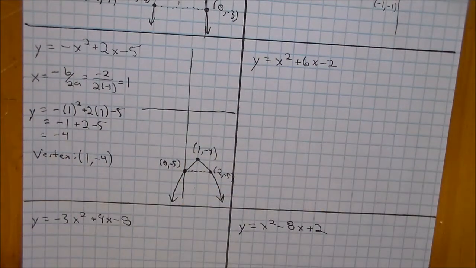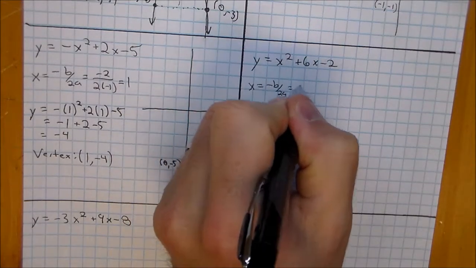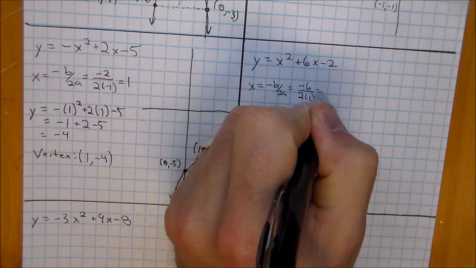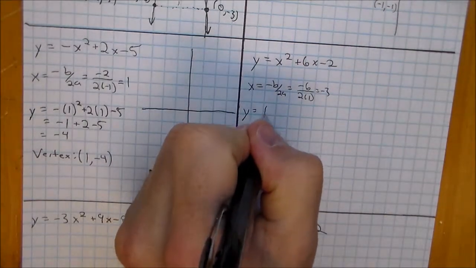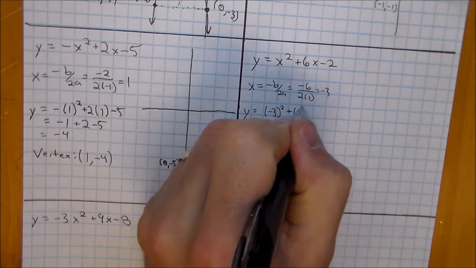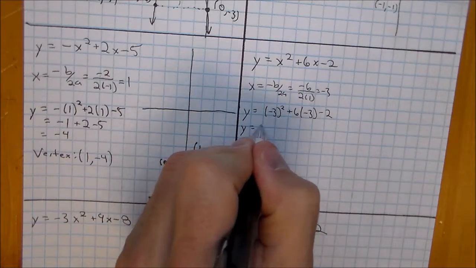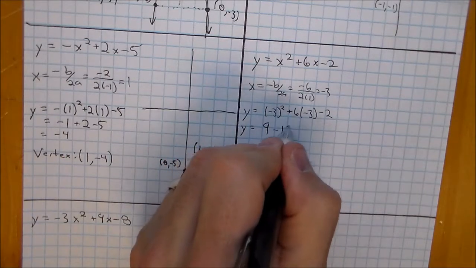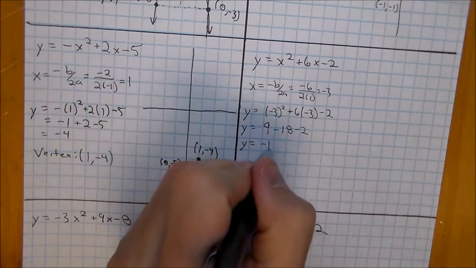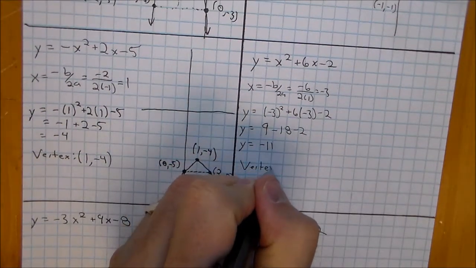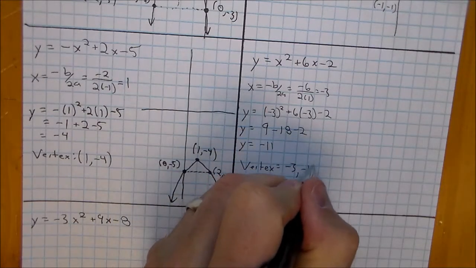Next, we have x squared plus 6x minus 2. X equals negative b over 2a. Negative 6 over 2 times 1 leaves me with negative 3. Y equals negative 3 squared plus 6 times negative 3 minus 2. We get positive 9, that's negative 18 and negative 2. So y equals negative 11. So our vertex is negative 3, negative 11.